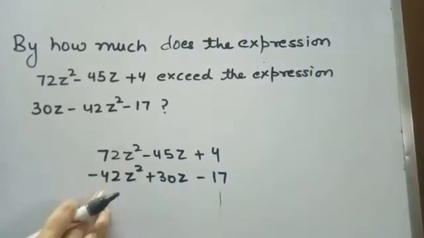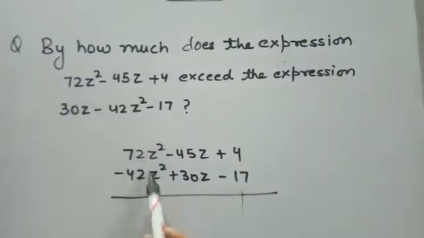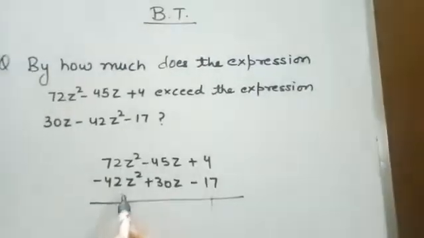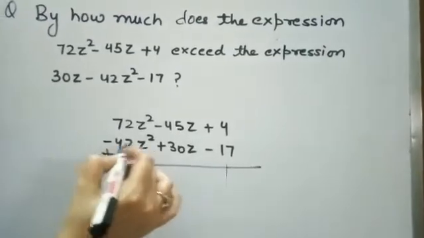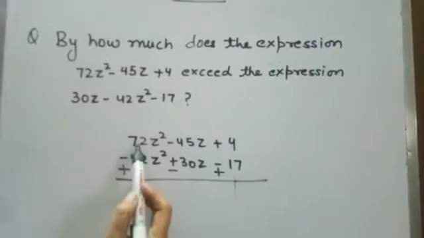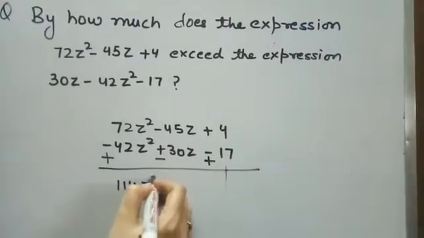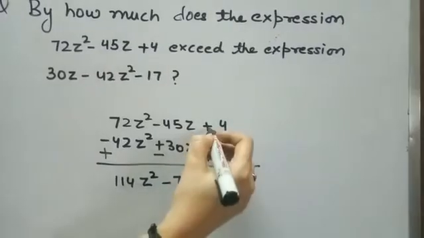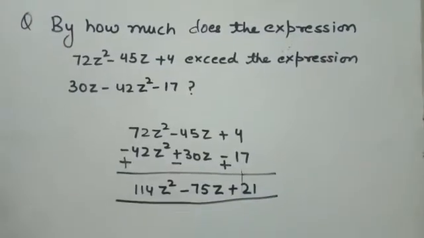Now I have already arranged the algebraic expressions according to their like terms, because we know the like terms should be placed in a column. So the 72z square, and the minus 42z square should be here. Now if we are going to subtract, do you remember the column method? We have to change the sign of the terms which we are going to subtract. Now 72 and this 42 is now positive, plus 42, it is 114z square, minus 45 minus 30, minus 75z, and plus 4 plus 17, that is 21. So this is your answer.